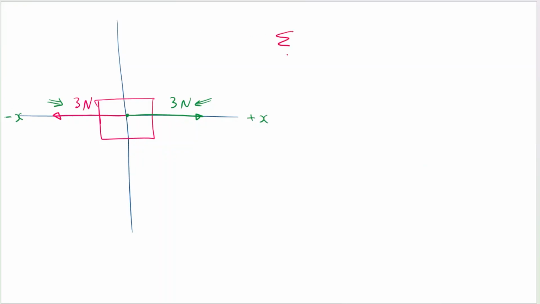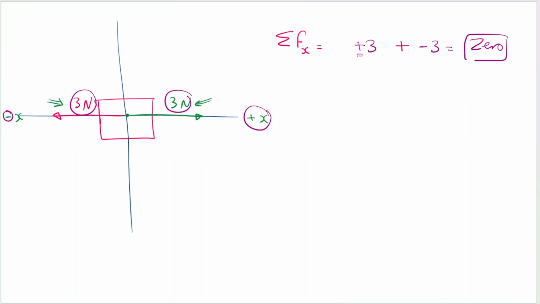So the sum, sigma means sum, means the total. The sum of all forces on the x-axis will be equal. We will add them, but with keeping their sign. So this is 3 in the direction of positive x, so it will be positive 3. There is no need to write this positive. But this is 3 in the direction of negative x, so it will be negative 3. So the total will be 0. This is called balanced forces. Balanced forces mean they will cancel each other.